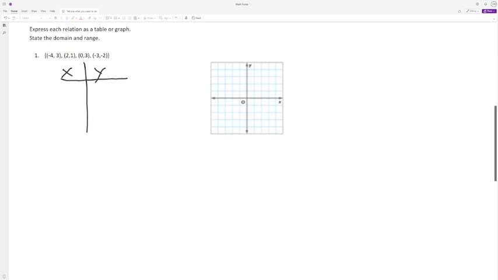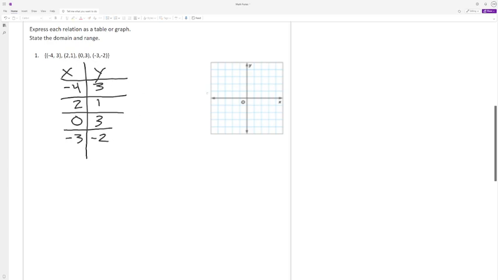This first pair, (-4, 3), we'd write the -4 in the x column, and the 3 in the y column. Next pair, (2, 1). The 2 is the x value, so we'd write it in the x column. The 1 is the y value, we're going to write it here. (0, 3), we're going to write the 0 in the x column, and the 3 in the y column. The next pair is (-3, -2). The -3 is the x value, we're going to write it in the x column, and the -2 is the y value, we're going to write it in the y column. So now we wrote it as a table.